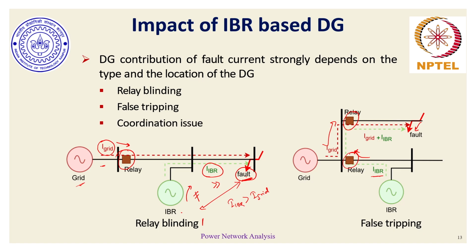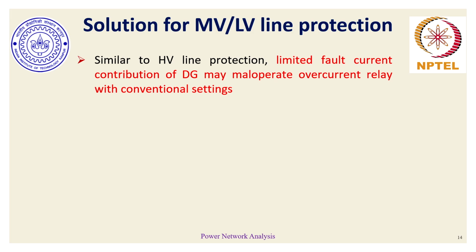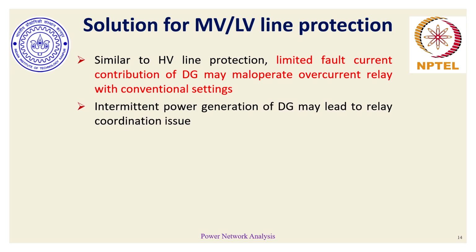And the last part is coordination issues. There are dedicated primary and backup pairs assigned for relays. So if the primary relay fails to operate, the backup relay should take up the chance of operating. This sort of issue also comes up because of bidirectional flow of power or current from the inverter-based resources. So in a way, to summarize, similar to high voltage line protection, low voltage line protection also has similar aspects because of the current contribution from the DGs. Intermittent power generation may lead to relay coordination issues.